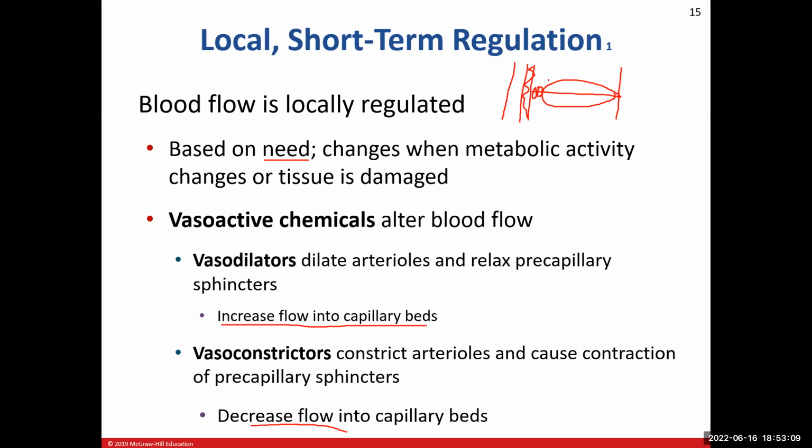And then vice versa when it comes to the vasodilators. The vasodilators will make the arteriole nice and big. And what we'll see here is all that blood can flow right into our capillary bed. And so that'll increase our blood flow.